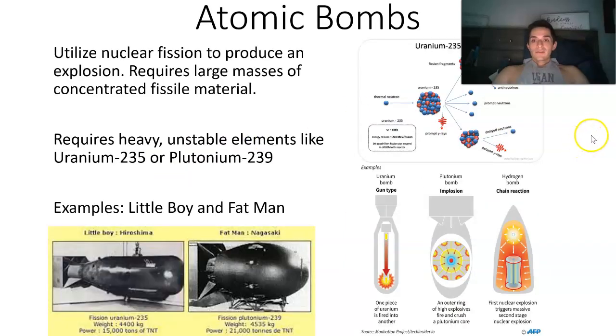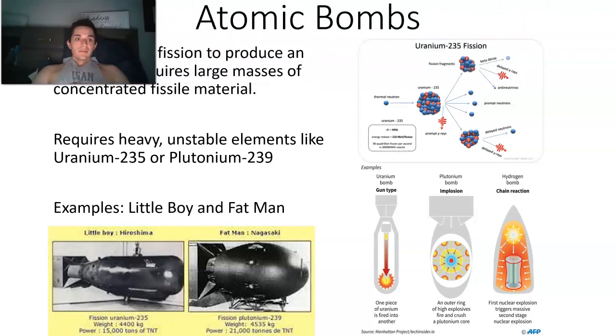So let's first talk about atomic bombs here. An atomic bomb will utilize nuclear fission to produce an explosion. It requires large masses or concentrations of fissile material. Those are typically called a critical mass in the bomb. You need about 4 or 5 critical masses in order to produce the size of explosion that they're looking for.